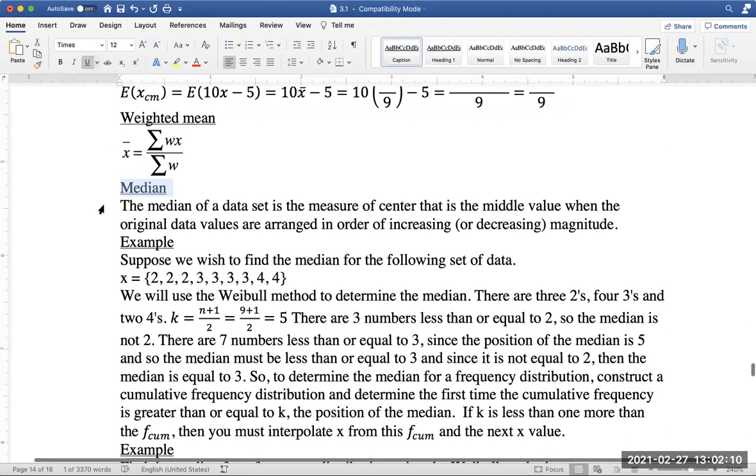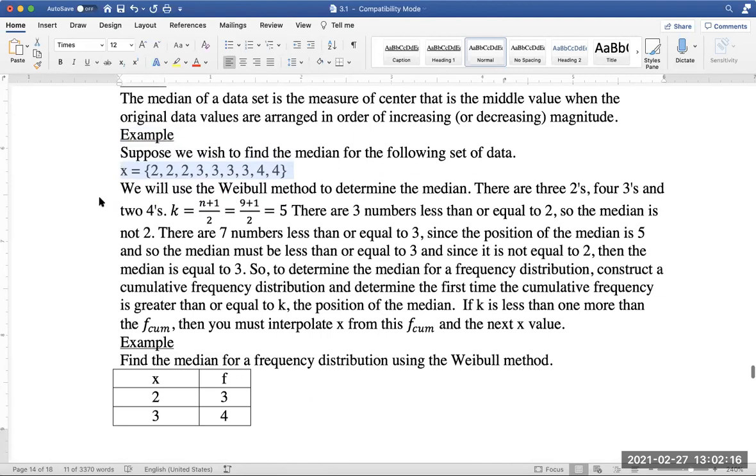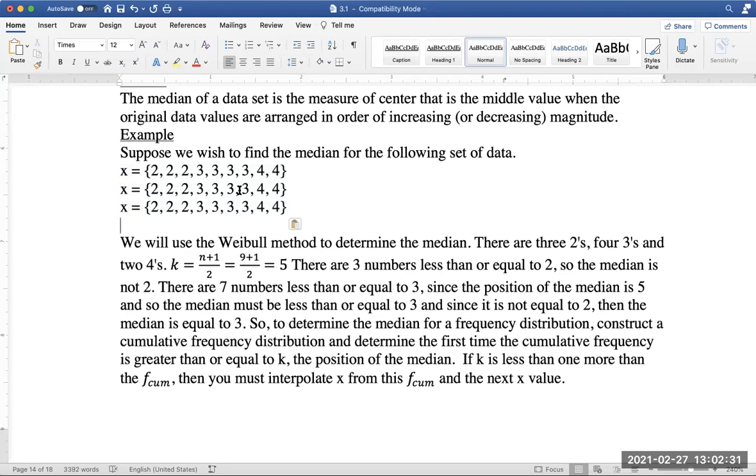So how do I figure out the median? Let's look at the following set of data. I'm going to look at it kind of strangely. Suppose I want to find the median for this set of data. First, I notice that there are 3 twos.